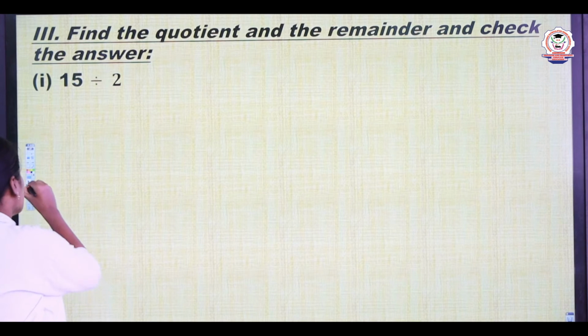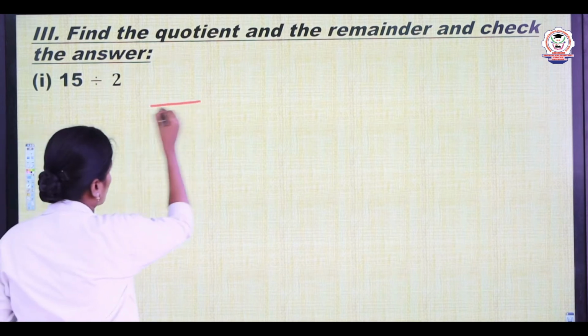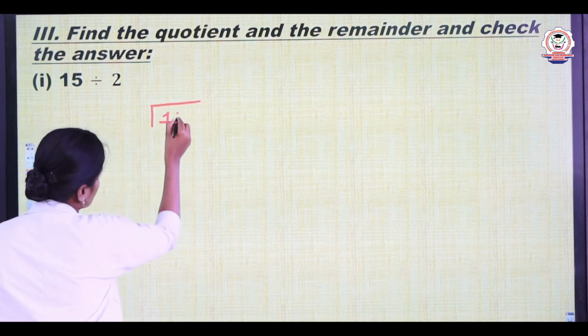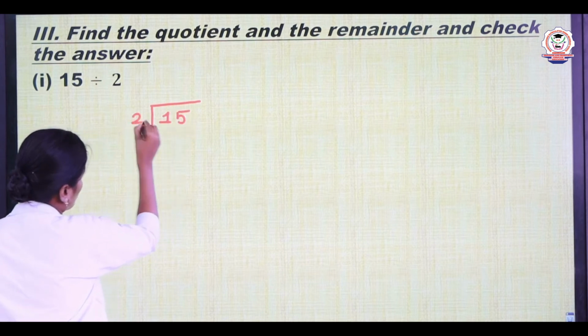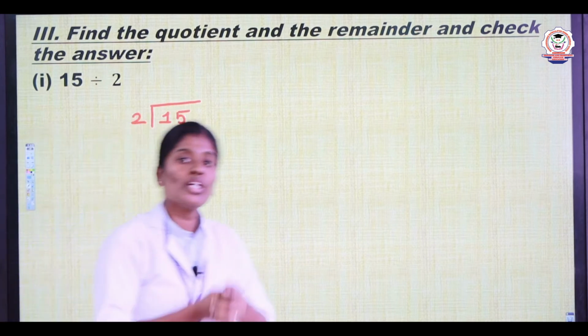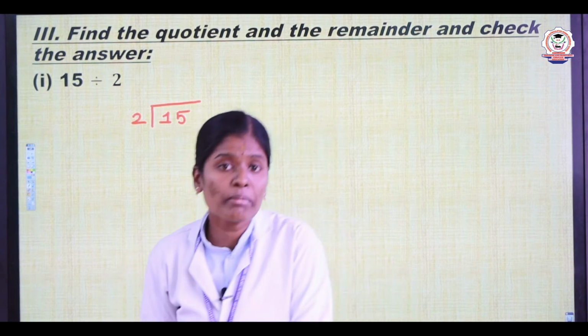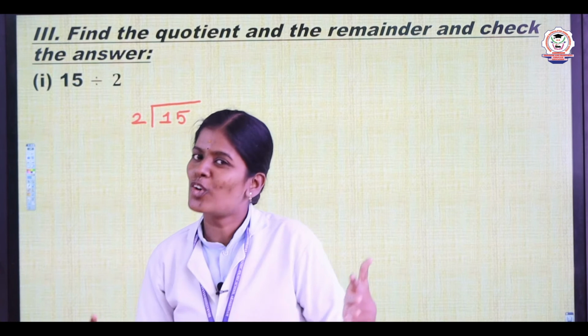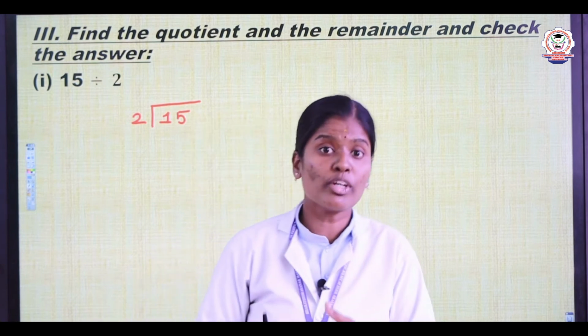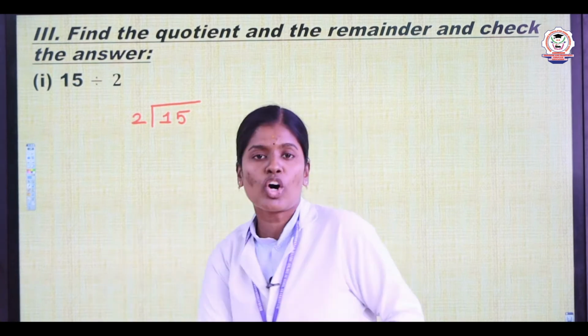We have the question: 15 is divided by 2. Now we are going to check whether 2 table has 15 or not. Now tell me Tirumurugan, is there 15 in the 2 table? No, 2 table 15 is not possible. Why? Because the number ends with an odd number.